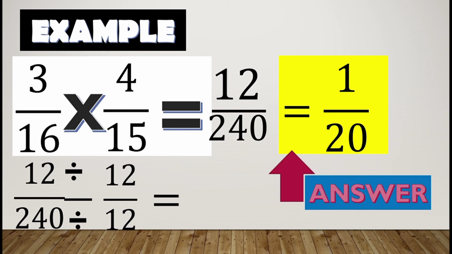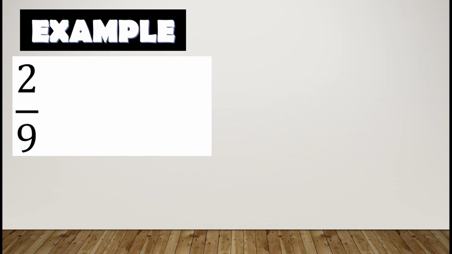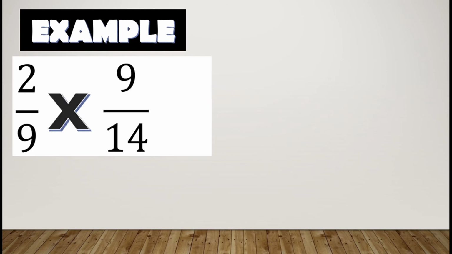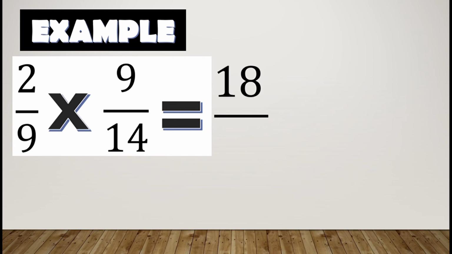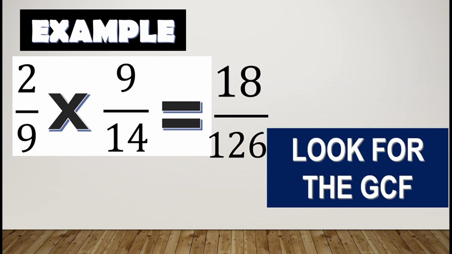Let us have our next example. Multiply 2 ninths and 9 fourteenths. Here, 2 ninths times 9 fourteenths can be done again by multiplying numerator times numerator. 2 times 9, that is 18, while 9 times 14, the product is 126. So this is again not written in lowest term because it can be simplified using our greatest common factor.